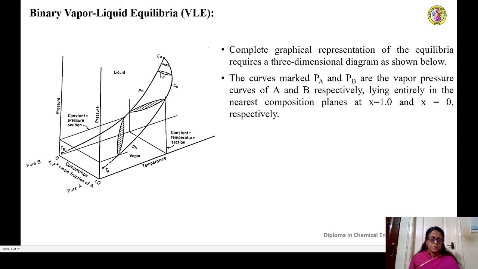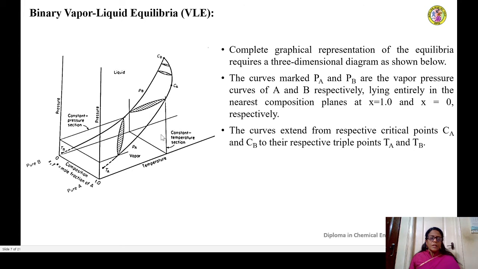So you can see the two curves here. These are the vapor pressure curves for A and B respectively. For A, it is lying close to the composition plane at x equal to 1. For component B, it is lying close to the plane at composition x equal to 0, as you can see here. These curves extend from their critical points up to their boiling points. That is, for component A, it is from Ca to Ta, and for component B, it is from Cb to Tb. Ca and Cb are the critical points of components A and B respectively.